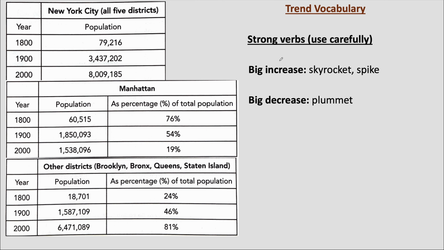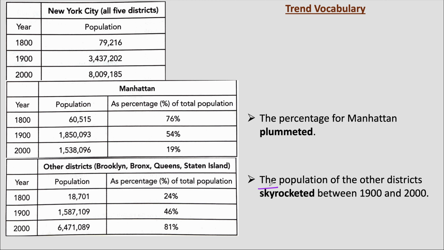Sometimes, for a very big change, we can use strong words, but we need to use them carefully. Skyrocket and spike mean increase sharply, and plummet means decrease sharply. In this question, we can use these when talking about the population of other districts between 1900 and 2000. The population of the other districts skyrocketed between 1900 and 2000. However, the percentage for Manhattan has decreased a lot. So we can say that the percentage in Manhattan plummeted.